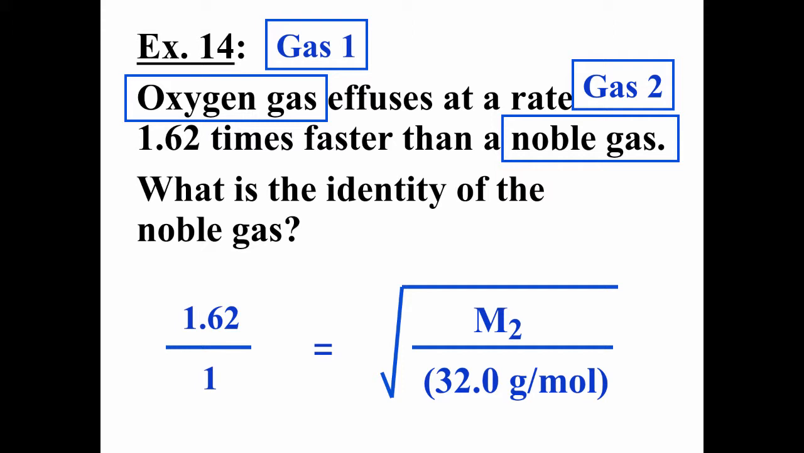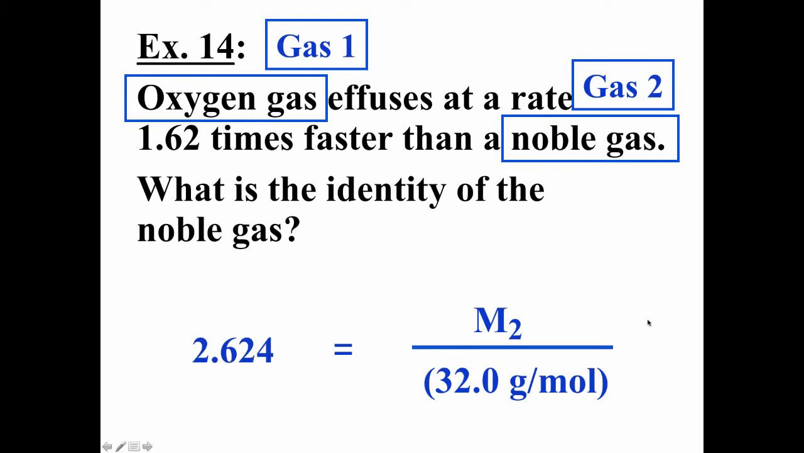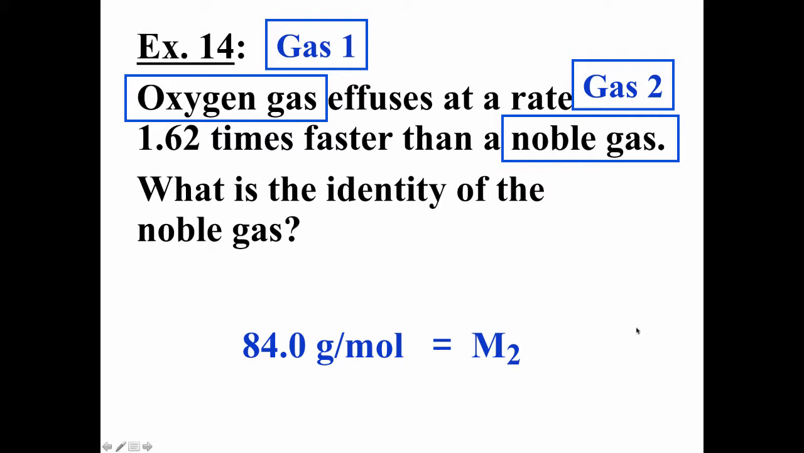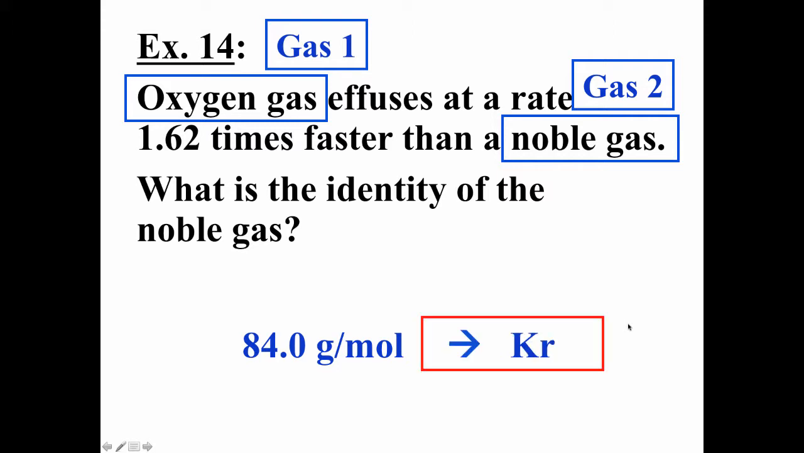Note, we don't know the speed of either gas, but we know that the oxygen is 1.62 times more than the noble gas. Oxygen, of course, has a molar mass of 32 grams per mole. M2 is to be determined. And since we know everything but the M2, we can use normal algebraic techniques to solve this. We want to get rid of the square root by squaring both sides. And then 1.62 squared is about 2.624. The square root sign is gone. And now we multiply both sides by 32. And that gives us 2.624 times 32 grams per mole is equal to M2. And therefore the molar mass of the unknown noble gas is 84 grams per mole. And if you look on a periodic table, we'll see that that is the noble gas krypton.